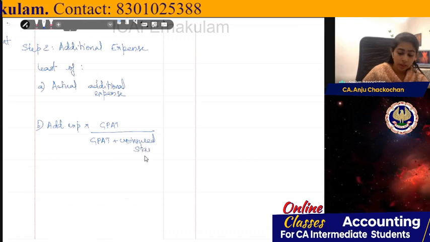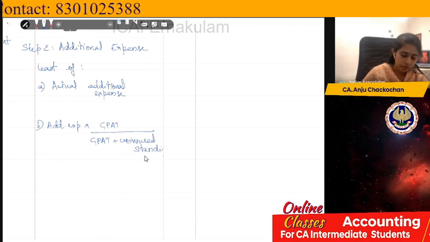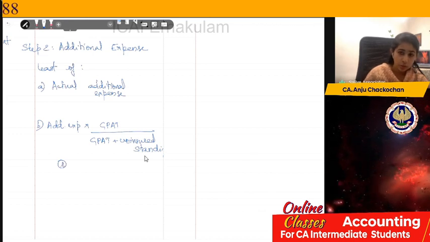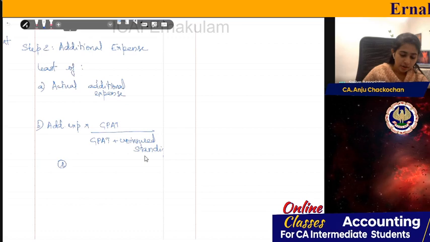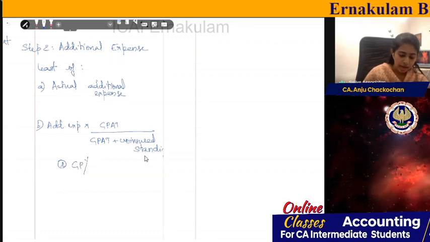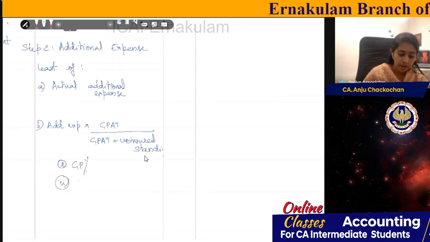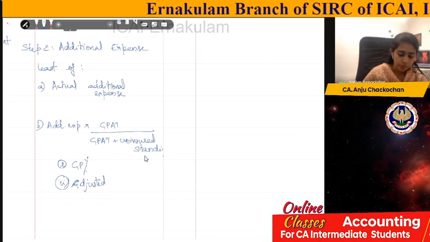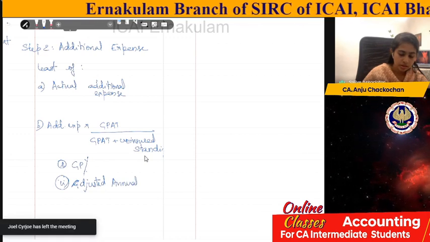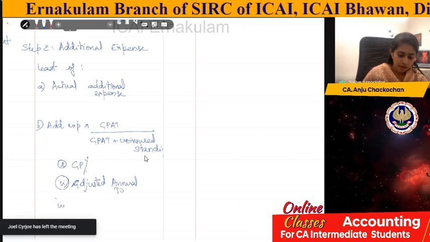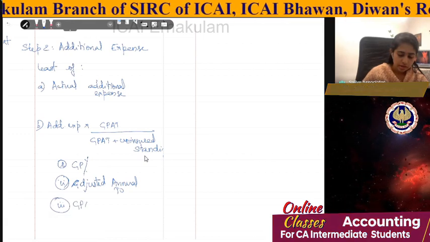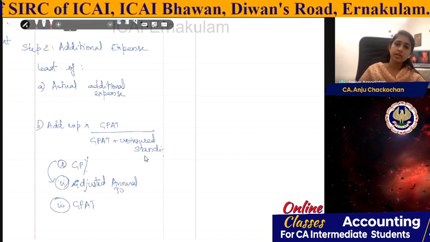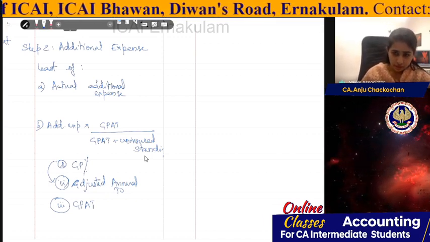So here I'll be expecting 2 answers from your end. There is a sub for this. The first answer that I want is how much is the GP percentage, and the second is the adjusted annual turnover. And the third one will be: what is the GPAT? You just have to apply the GP percentage on adjusted annual turnover so that you get your GPAT.